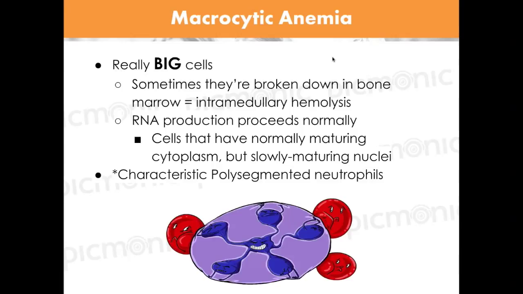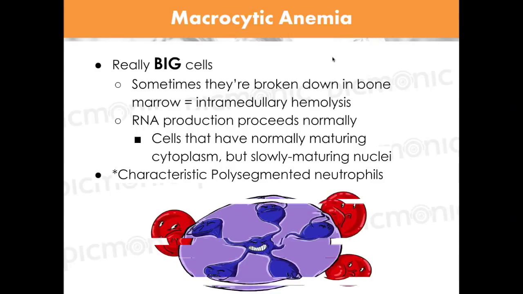Okay, so your DNA isn't quite up to par in G2. So your body says, okay, I'll go through that cycle one more time. So the cell grows and grows and grows, waiting for this DNA to catch up. And what ends up happening is that the DNA never catches up because you have a synthesis problem. So these cells just get really, really big.